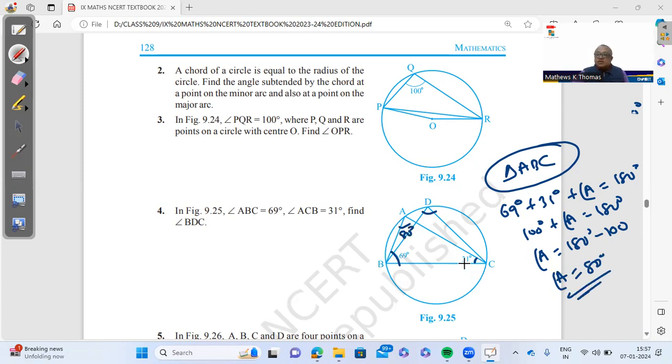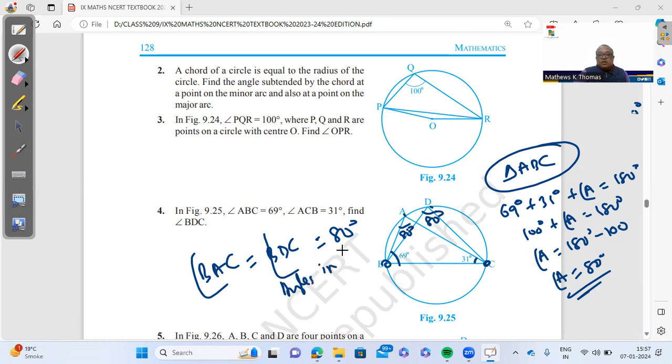Now we have done the theorem that angles in the same segment are equal. So angle BAC and BDC, starting from B ending with C, and these 2 points are on the circle. These are angles in the same segment. So both of them will be 80. So this is 80, this will also be 80. Angles in the same segment are equal. So the answer BDC is 80 degrees.